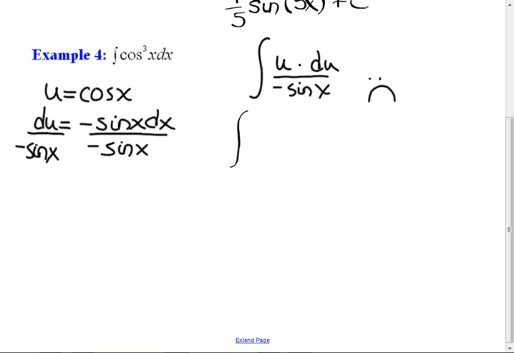How about if we wrote this? Cosine cubed of x is cosine squared of x times the cosine of x. Oh, it still doesn't work. Where's the problem? Can't have that sine of x there.